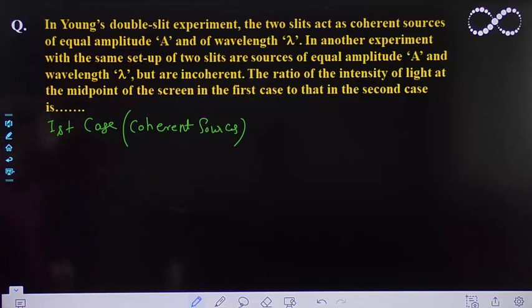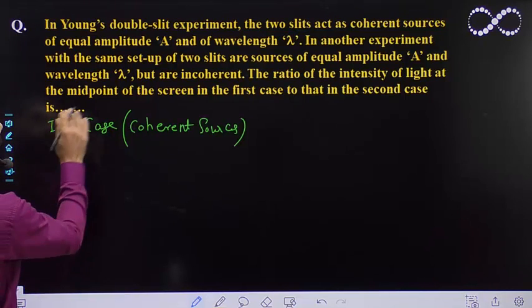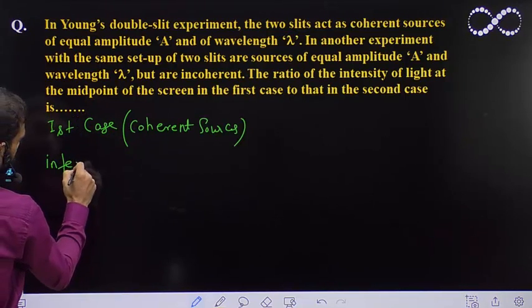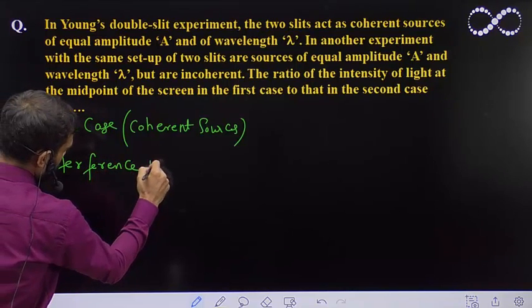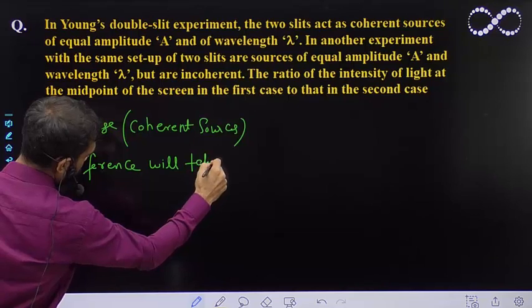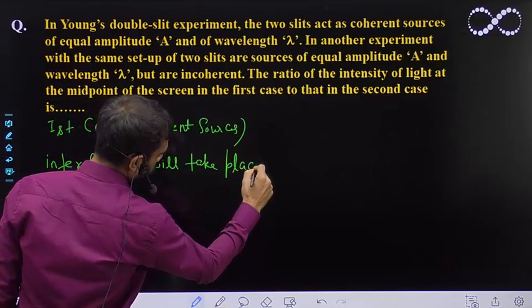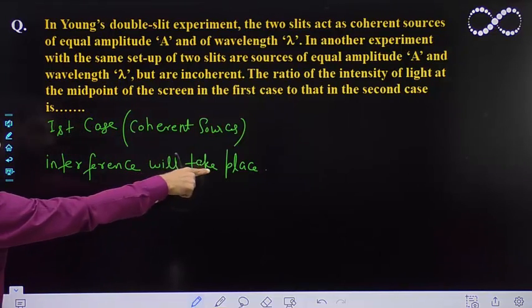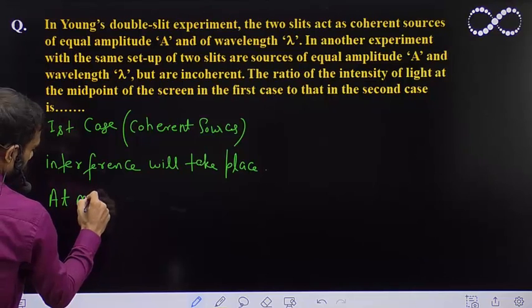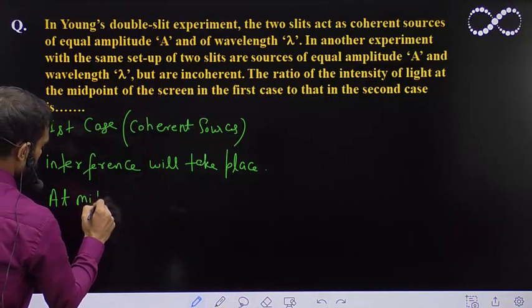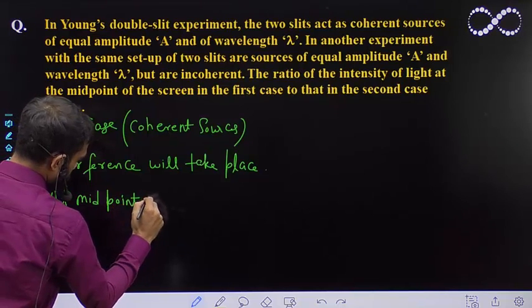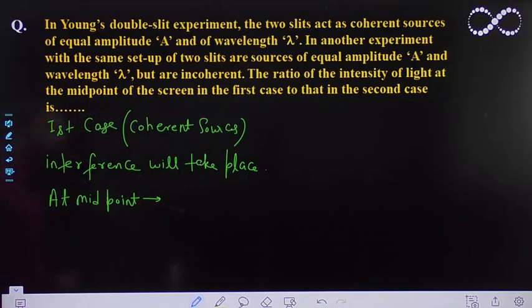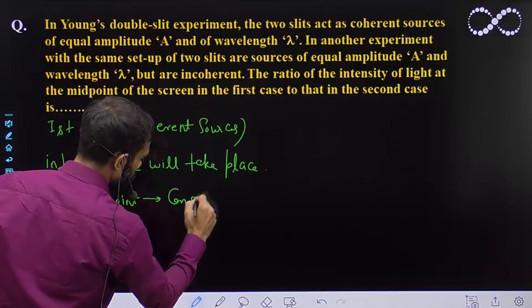In the case of coherent sources, interference will take place and an interference pattern will form. It is asking about the midpoint of the screen, so since interference is taking place at the midpoint, as you all know, constructive interference will take place at the midpoint.